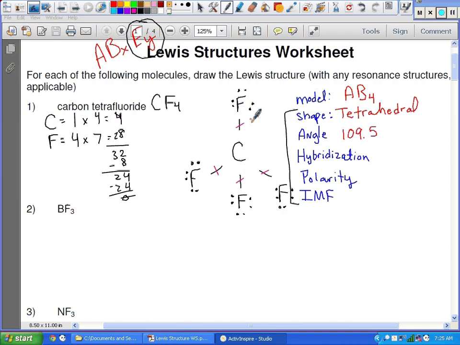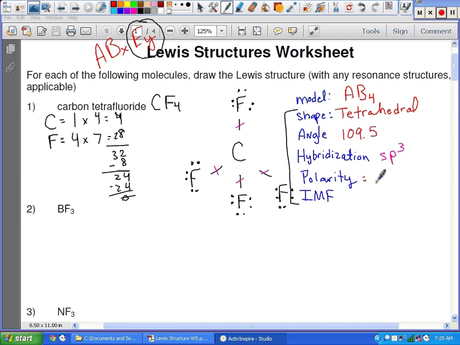Polarity. If all of those F's had a rope tied to that carbon, none of them would win, right? Because all the F's are the same strength. And remember, this is a 3D molecule. That's the reason I've drawn it this way. You've seen me do this enough now to know that's the reason. So the polarity is nonpolar.